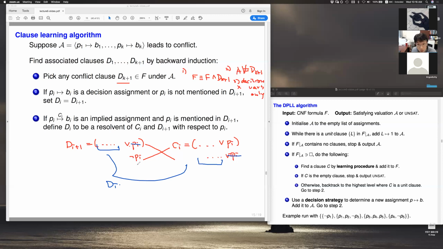Okay, so that's how the algorithm works. I'm gonna go through the clause learning part, and then I'll explain why this is correct in the sense that it satisfies our 3 requirements. Okay, so that's it for today, and I'm gonna stay here for about 5 minutes, and if you have any questions, you can ask me. Okay, so thank you.